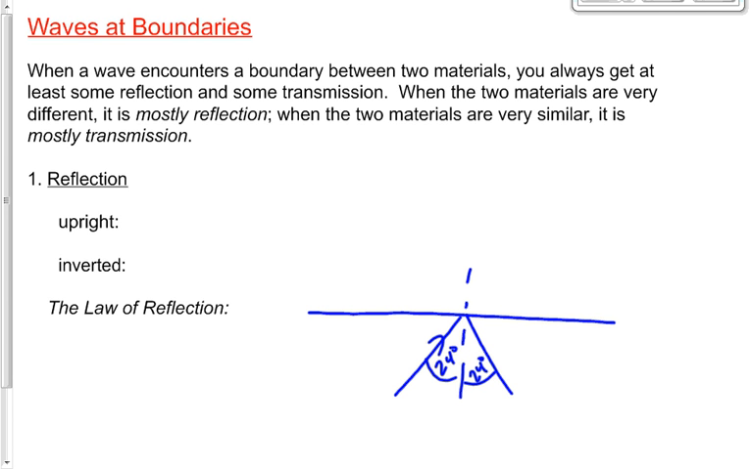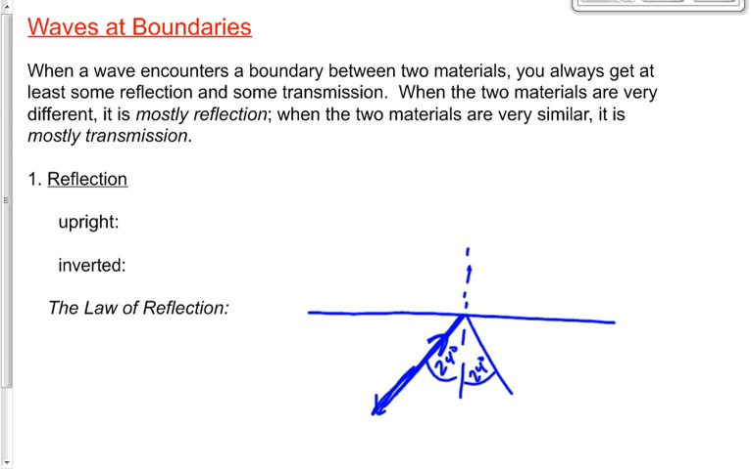Question? Yeah, absolutely. If this is our normal line here, it's not going to reflect back at the same angle this way. It's going to reflect at the same angle on the opposite side of that normal line. Yep. That's it. That's the law of reflection.